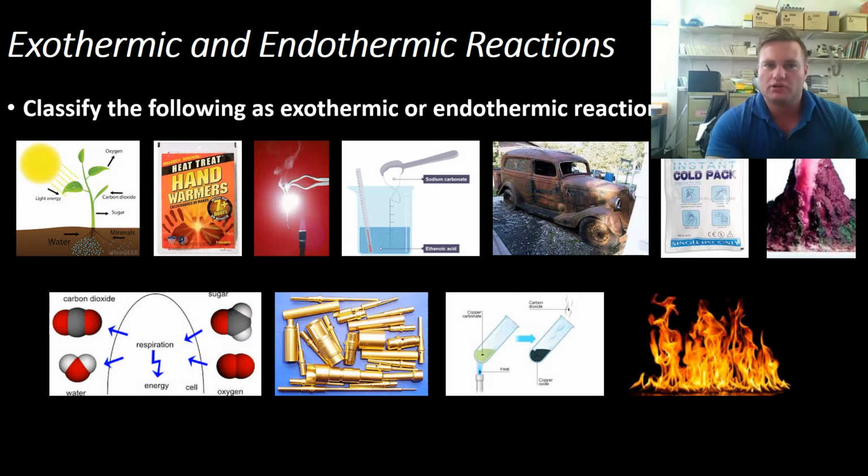On your worksheet, you need to classify the following as exothermic or endothermic reactions. We have photosynthesis, a hand warmer which you can crack and will increase in temperature, burning magnesium, adding sodium carbonate to an acid, so remember adding a carbonate to an acid, rusting of a car, an instant cold pack, one you crack and the temperature decreases, our volcano with bicarb and vinegar, our respiration happening in our cells, when we use electrolysis to copper plate something, when we're using a decomposition experiment, and combustion.